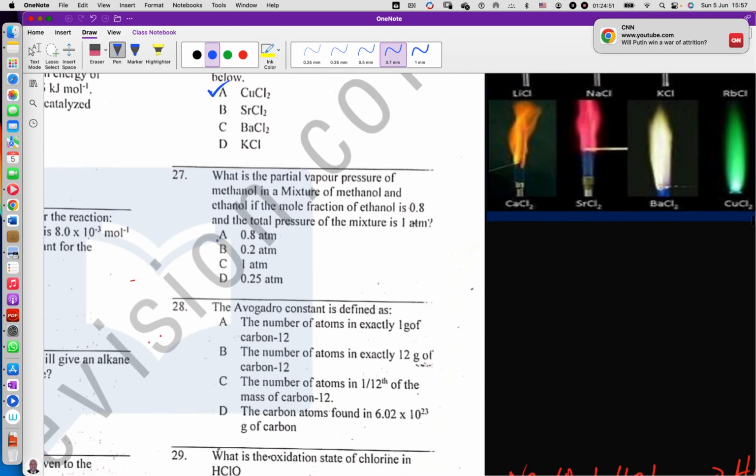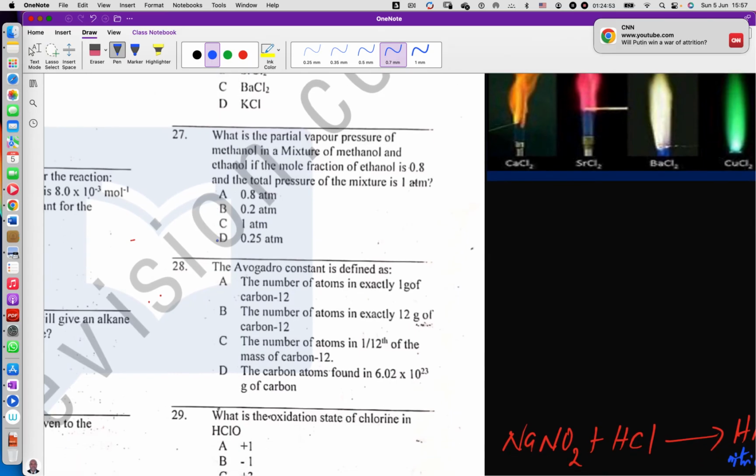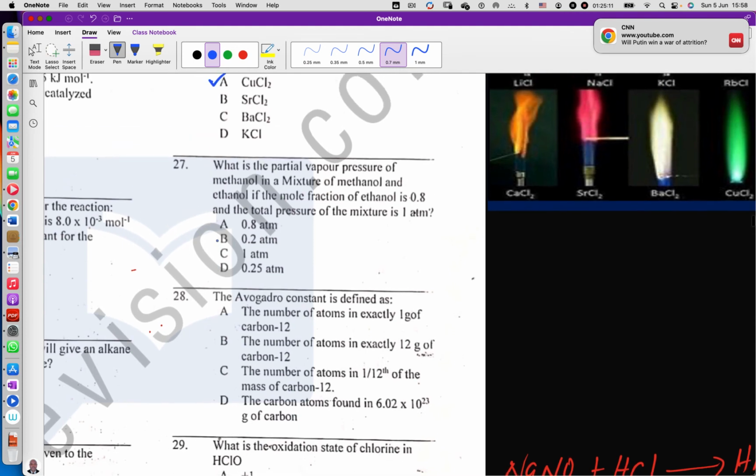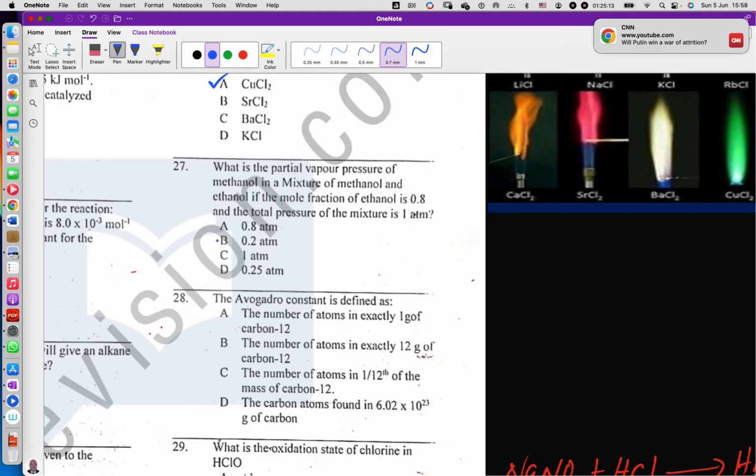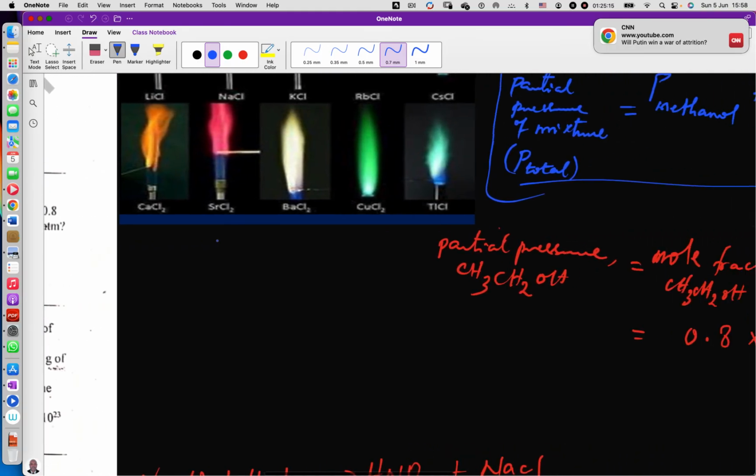27. What is the partial vapor pressure of methanol in a mixture of methanol and ethanol if the mole fraction of the ethanol is 0.8 and the total pressure of the mixture is 1 atmosphere? There is one thing I want us to do in this calculation.